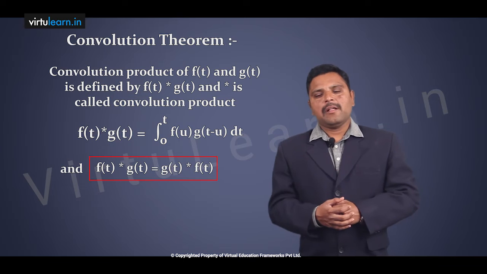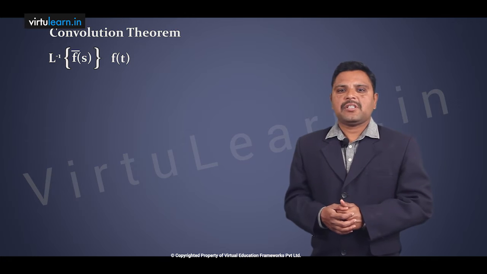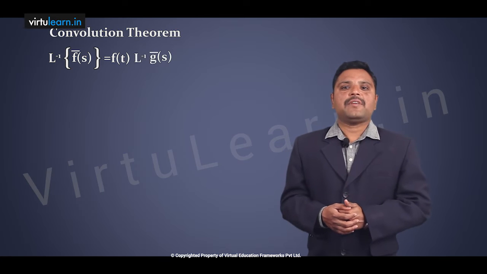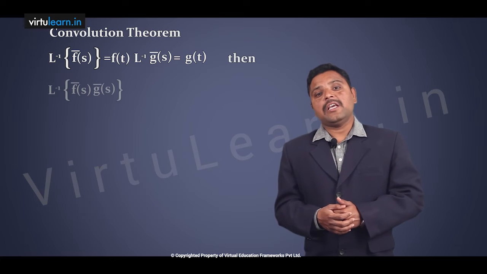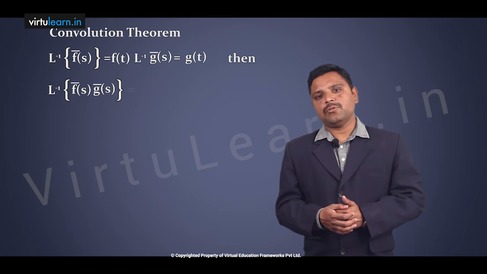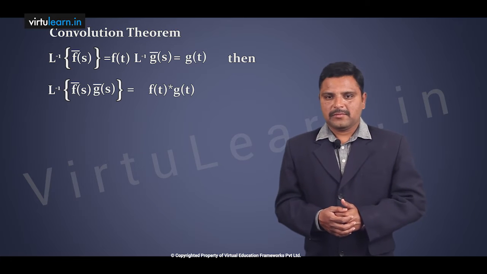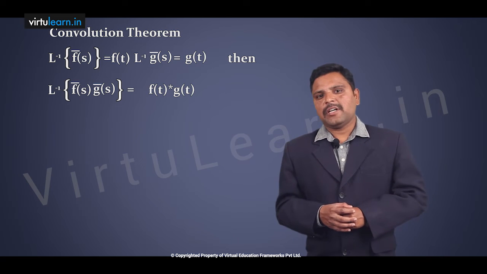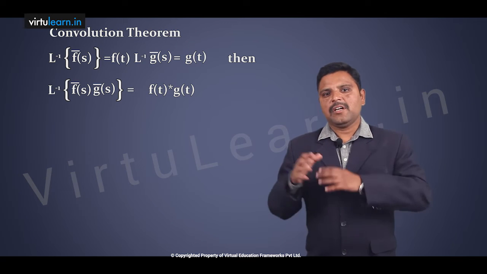Once again the convolution theorem statement: L inverse of f bar of s equal to f of t, and L inverse of g bar of s equal to g of t. Then L inverse of f bar of s into g bar of s equal to f of t star g of t. Then you know very well f of t star g of t. From this one we can calculate the L inverse of f bar of s into g bar of s. This is nothing but the convolution theorem.